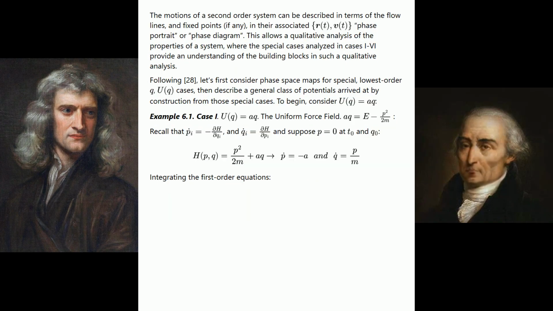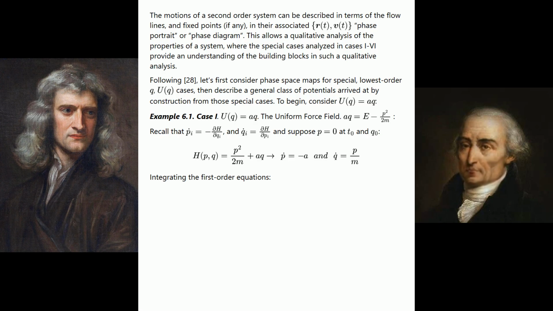The motions of a second-order system can be described in terms of the flow lines, and fixed points, if any, in their associated set R of t, v of t, phase portrait, or phase diagram. This allows a qualitative analysis of the properties of a system, where the special cases analyzed in cases 1 to 6 provide an understanding of the building blocks in such a qualitative analysis. Following, let's first consider phase space maps for special, lowest order U of q cases, then describe a general class of potentials arrived at by construction from those special cases.